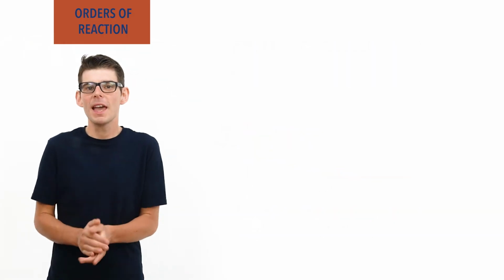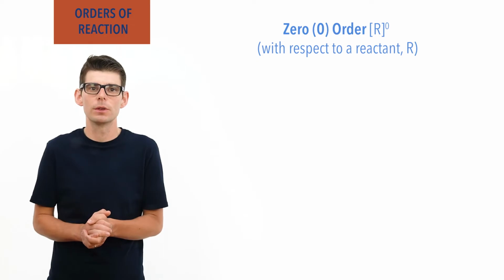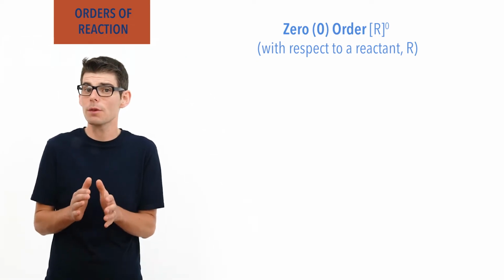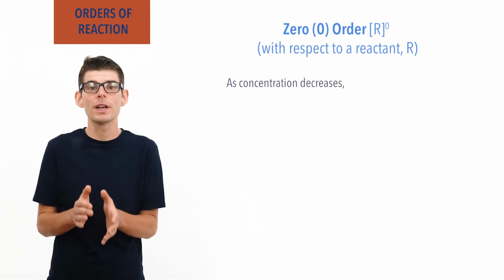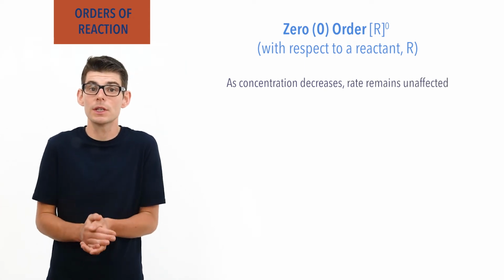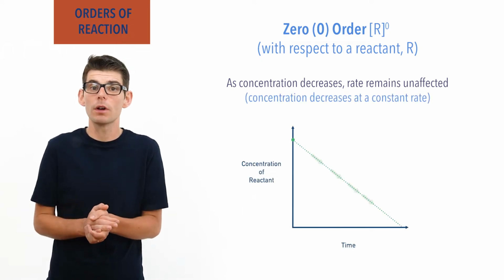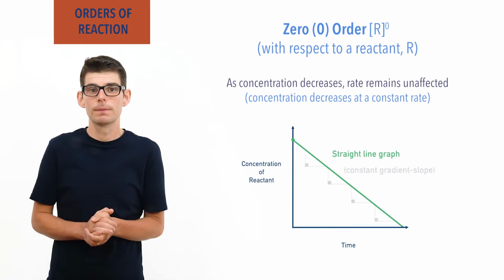For example, if a reaction is zero order with respect to a particular reagent, then as the concentration of that reactant decreases, the rate remains unaffected, meaning the concentration of that reactant continues to decrease at the same rate, giving a straight line graph with a constant gradient.